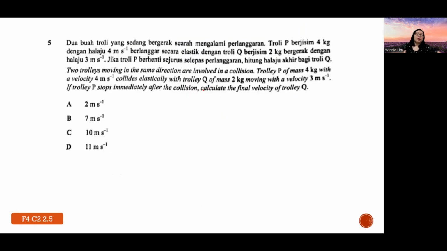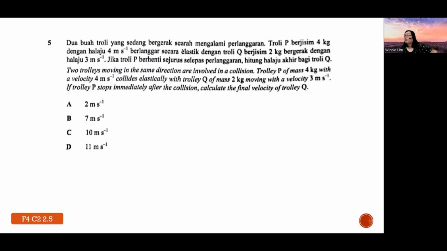Number 5. Two trolleys moving in the same direction are involved in a collision, and trolley P of mass 4 kg with a velocity of 4 meters per second collides elastically with trolley Q of mass 2 kg moving with velocity 3 meters per second. If trolley P stops immediately after collision, calculate the final velocity of trolley Q.